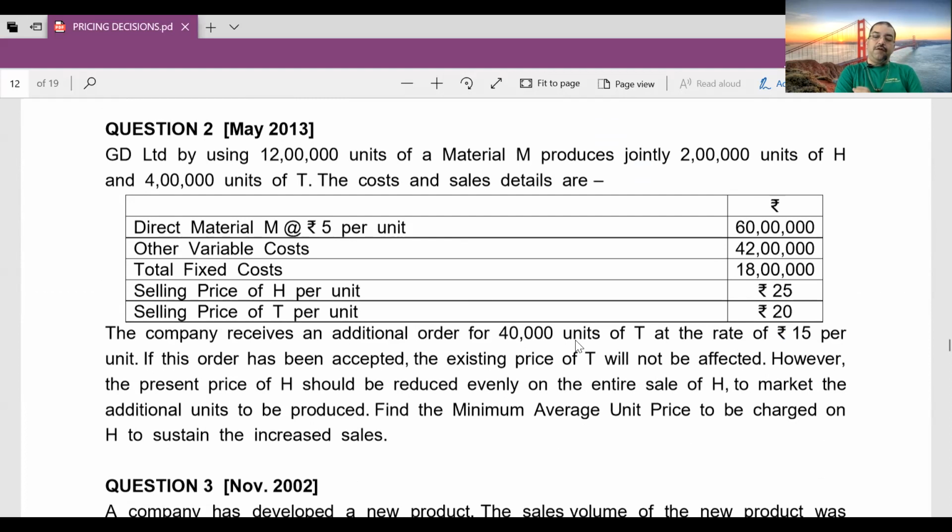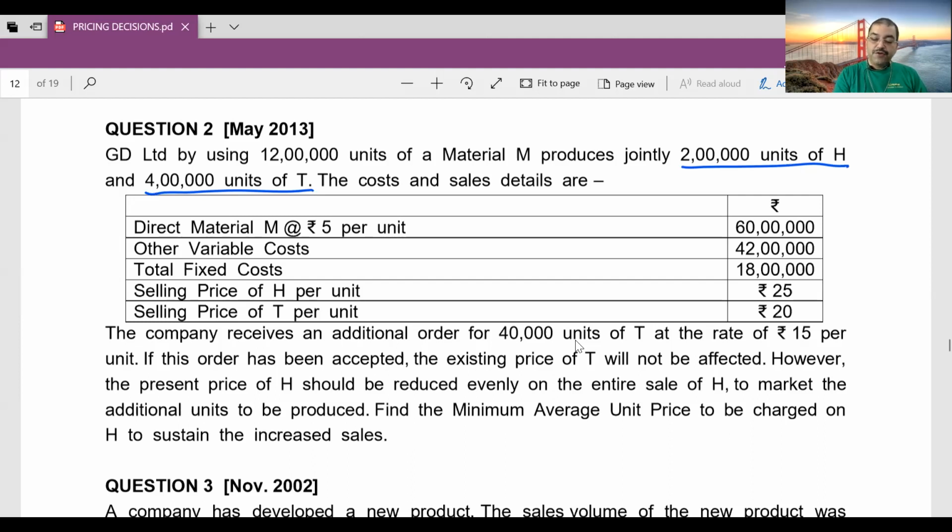GD Limited, by using 12 lakh units of a material M, produces jointly 2 lakh units of H and 4 lakh units of T. With one material M, two products are produced. Cost and selling details are given. Direct material M at the rate of 5 rupees per unit. Other variable cost, total fixed cost, all this is given to you. Selling price of H per unit is 25, selling price of T per unit is 20 rupees.